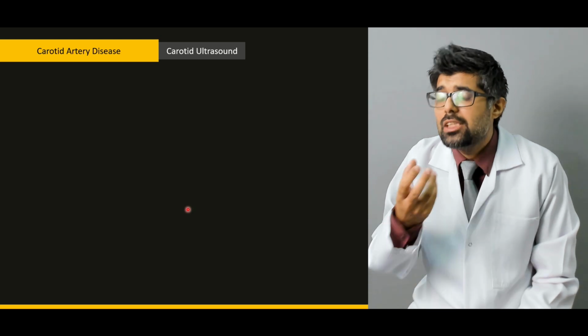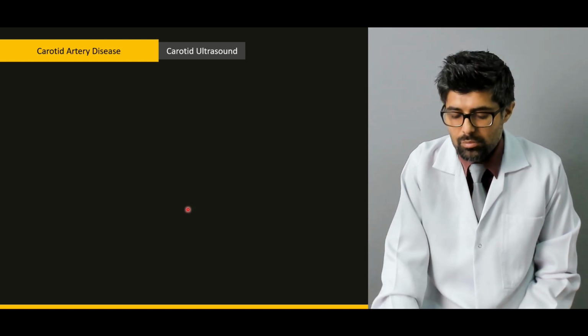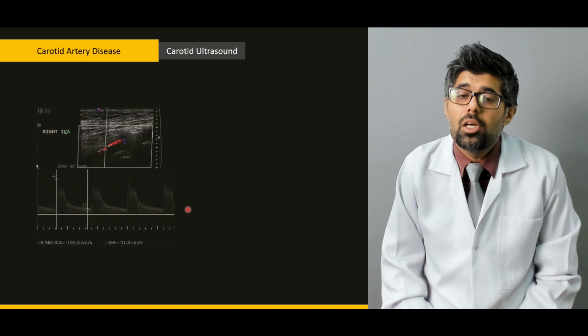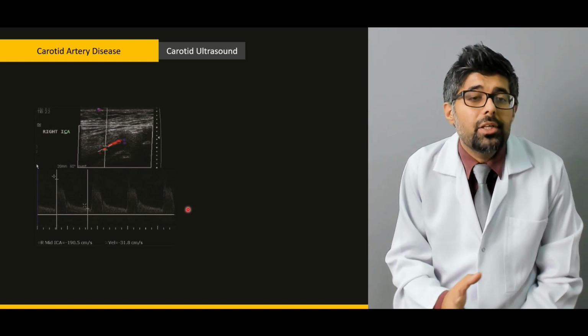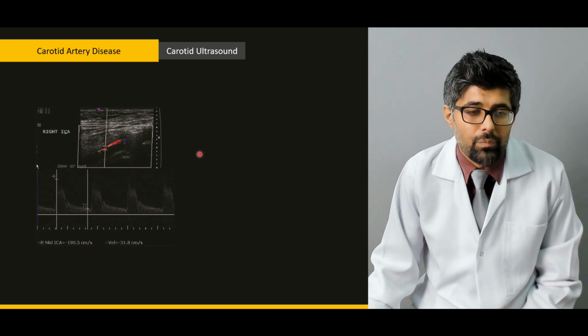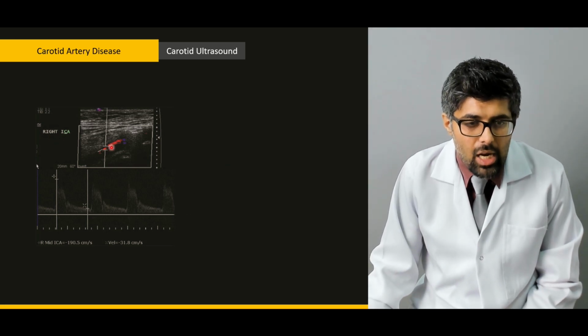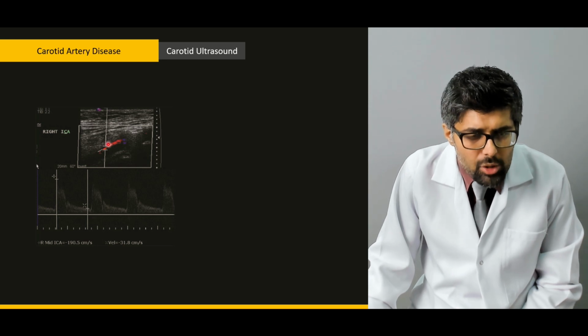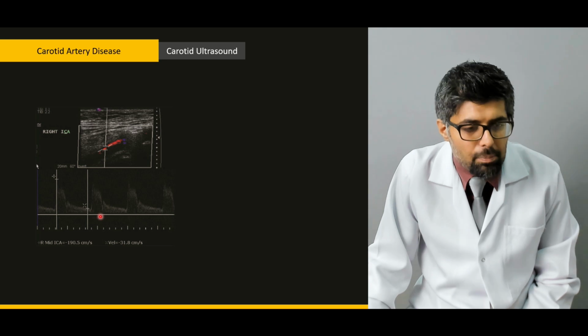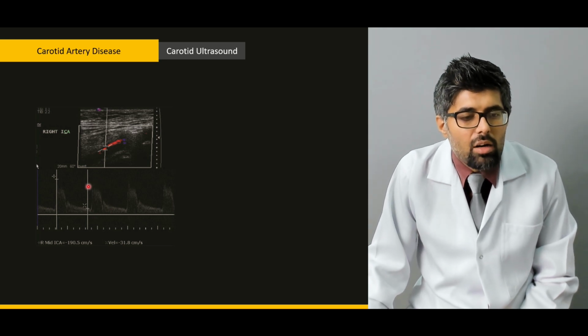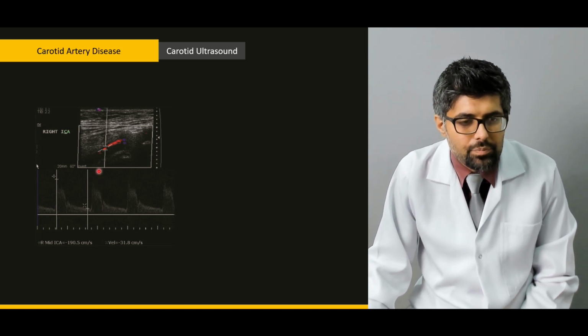The carotid artery is usually examined through a Doppler ultrasound. Here is the Doppler ultrasound of the right internal carotid artery, as you can see here. And its lumen is very narrow. Because the lumen is very narrow, the pressures inside it are extremely high.